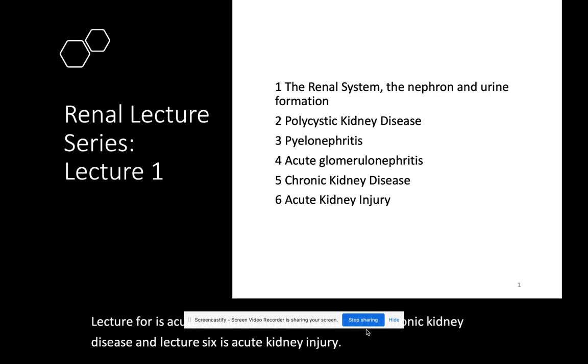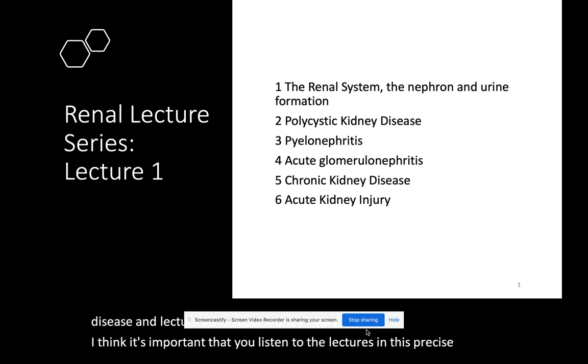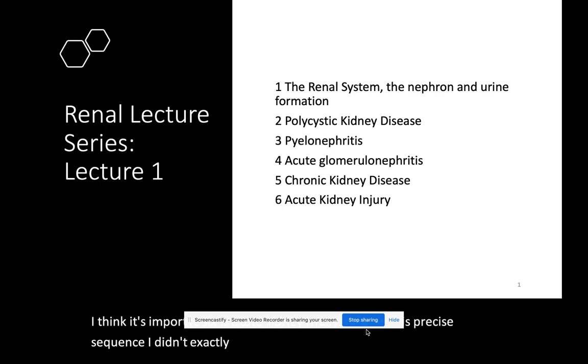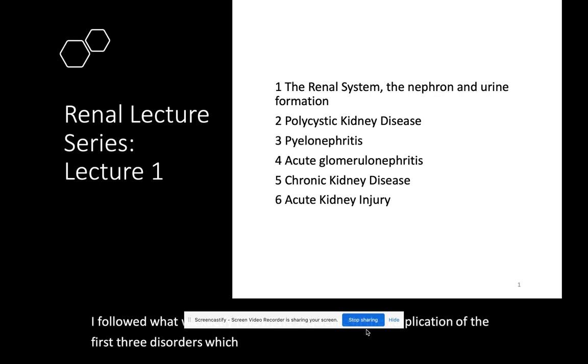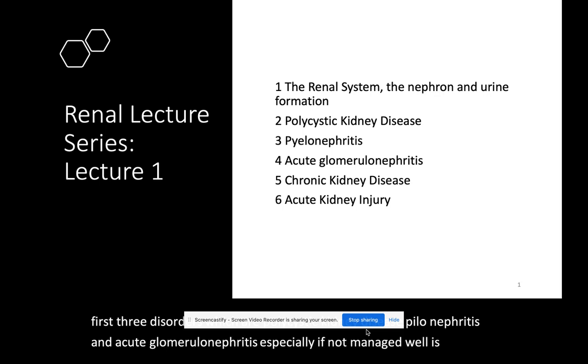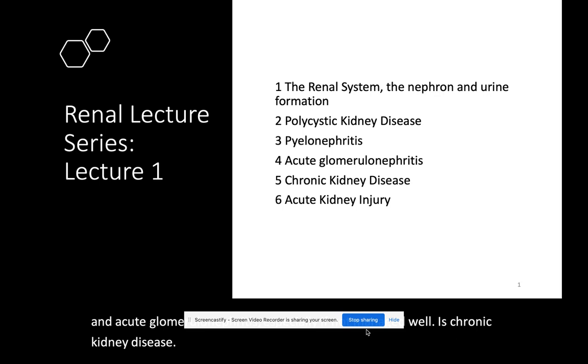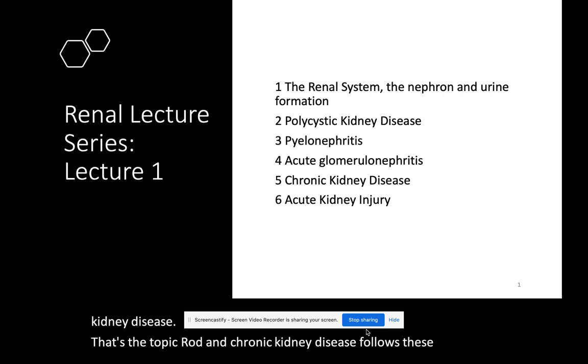I think it's important that you listen to the lectures in this precise sequence. I didn't exactly follow the sequence in the book. I followed what was logical in my mind, which is the complication of the first 3 disorders, which are polycystic kidney disease, pyelonephritis, and acute glomerulonephritis, especially if not managed well, is chronic kidney disease. Thus, the topic chronic kidney disease follows these acute disorders.